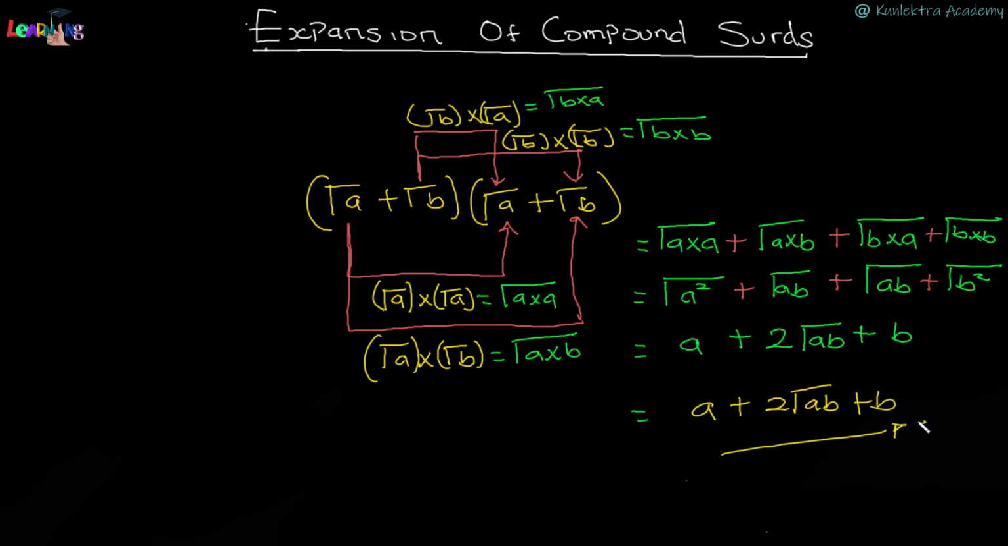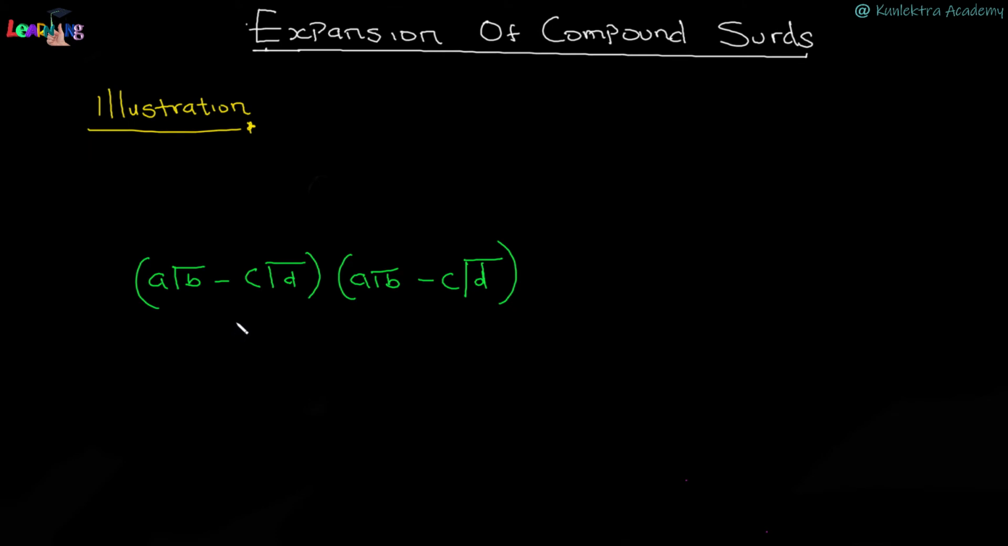Do you understand the first analysis? When you see expansion of compound surds, use this method. This is how you go about it. Now, here is another illustration to explain expansion of compound surds. But here you will notice something, that this contains a surd and a whole number, a mixture of a whole number and a surd. Now, this makes it a little bit more complex than the first illustration I gave. Now, how do we go about expanding this?